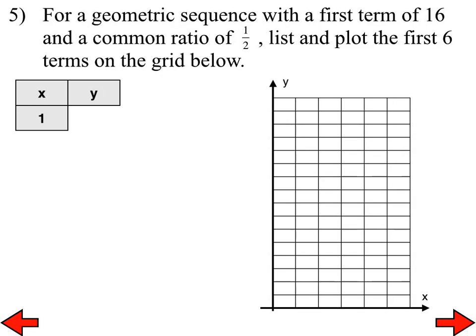The first term, as it says up there in the first sentence, is 16. The second term will have a common ratio of 1/2. What would the second term be? Just say it quickly. 8. 8. All right, go ahead and finish it off and plot.